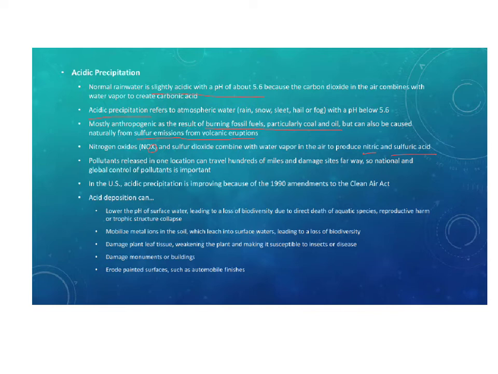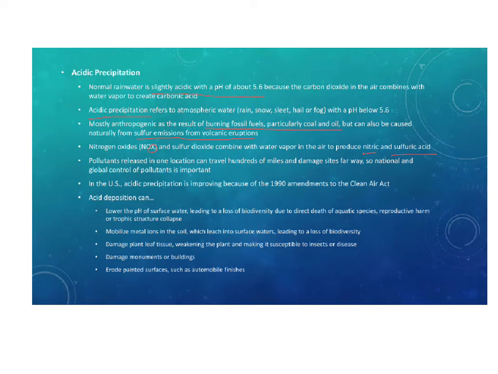It can lower the pH of surface water, which leads to a loss of biodiversity due to either the direct death of aquatic species. Sometimes the pH drops so significantly that aquatic species just can't tolerate it and they die. But lower pH can also cause reproductive harm in aquatic species in various ways. Mostly it's that the eggs are damaged, and so the eggs don't survive, or the babies are damaged in some way.